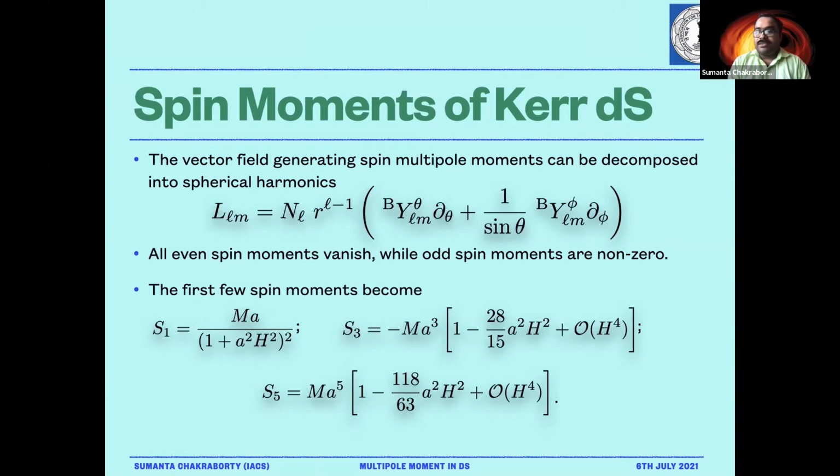But now, in the presence of a cosmological constant, there are non-trivial corrections of the order of the dimensionless parameter a times H. Since for the present-day cosmological constant a times H is a small number, we do not expect to see any significant correction to the spin moments of Kerr-de Sitter.